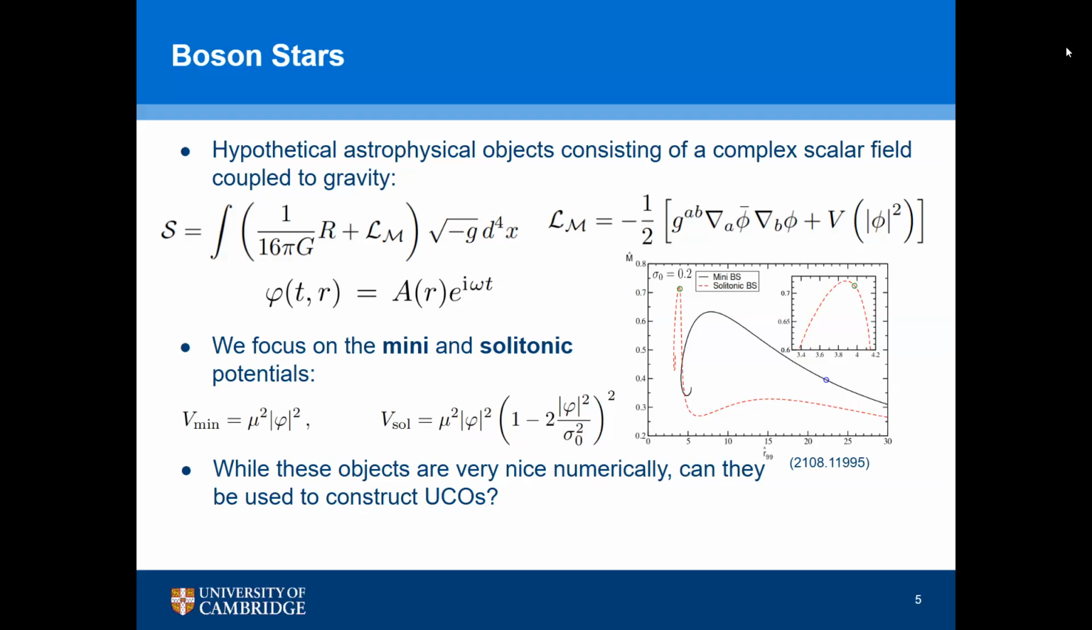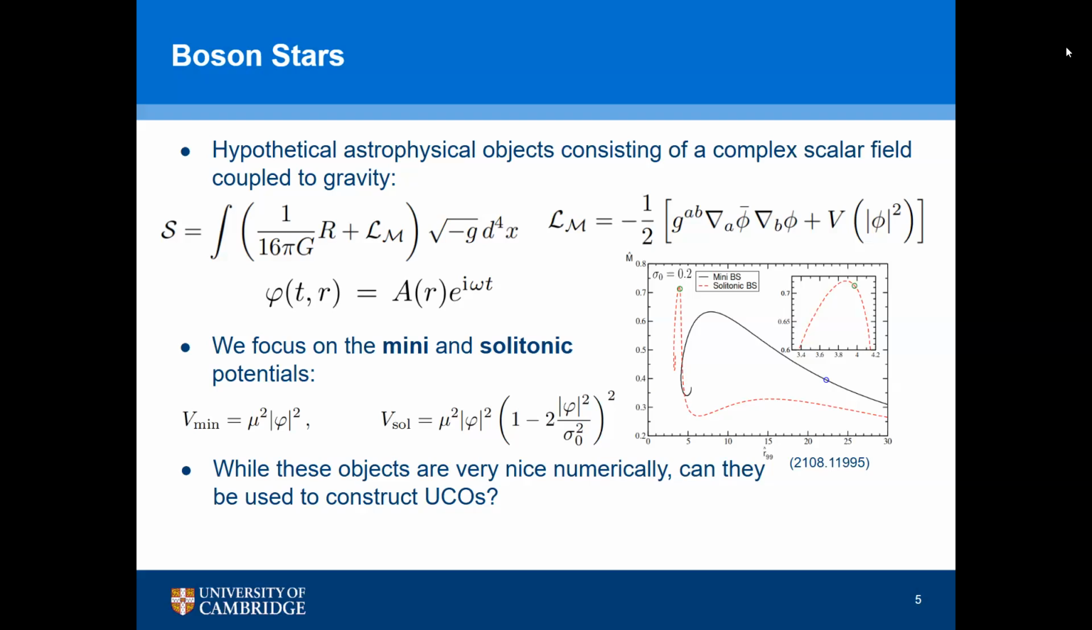When you work out the possible models that you can have in this theory, you have a one parameter family of solutions. You also choose a potential. The simplest one we're going to focus on in this project is just the mini boson star potential, which is a massive Klein-Gordon potential. The one we're really going to be interested in is this solitonic boson star potential, where you have this additional degenerate vacuum state at a field amplitude sigma naught over square root of 2. And this degenerate vacuum is really what's going to allow us to construct very complex models.